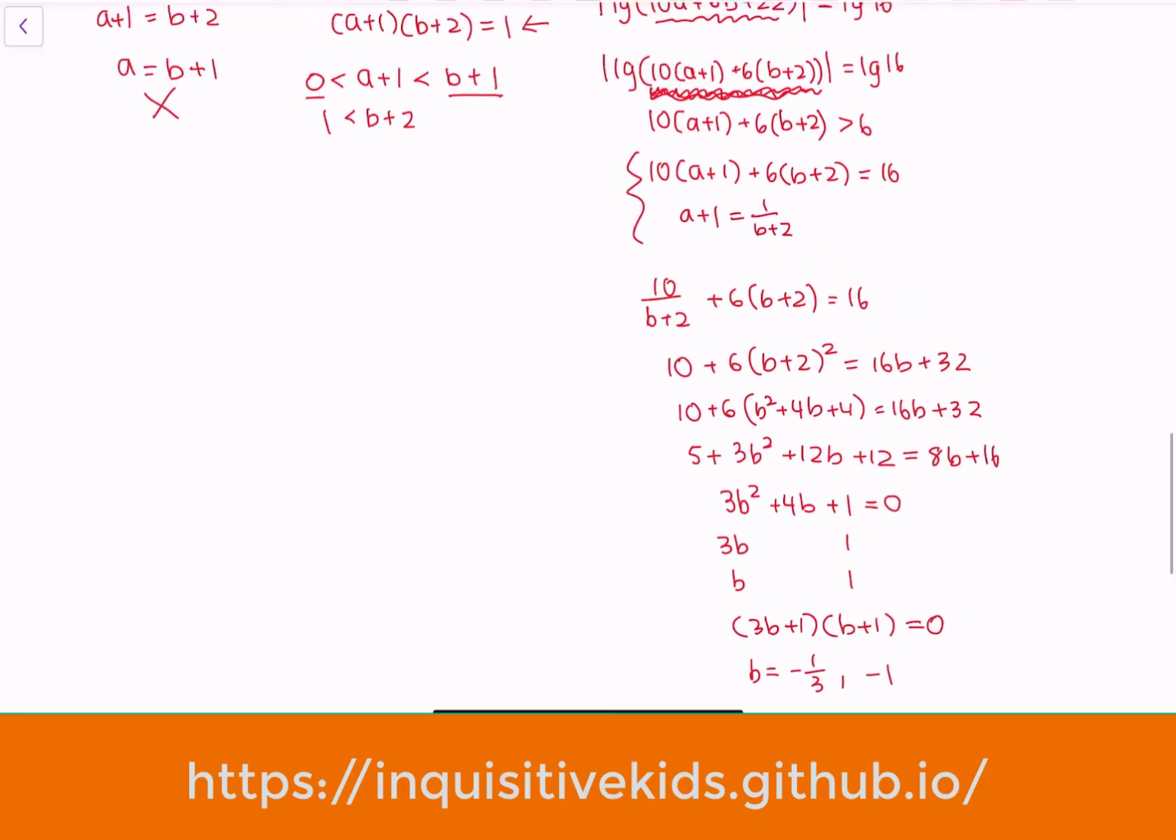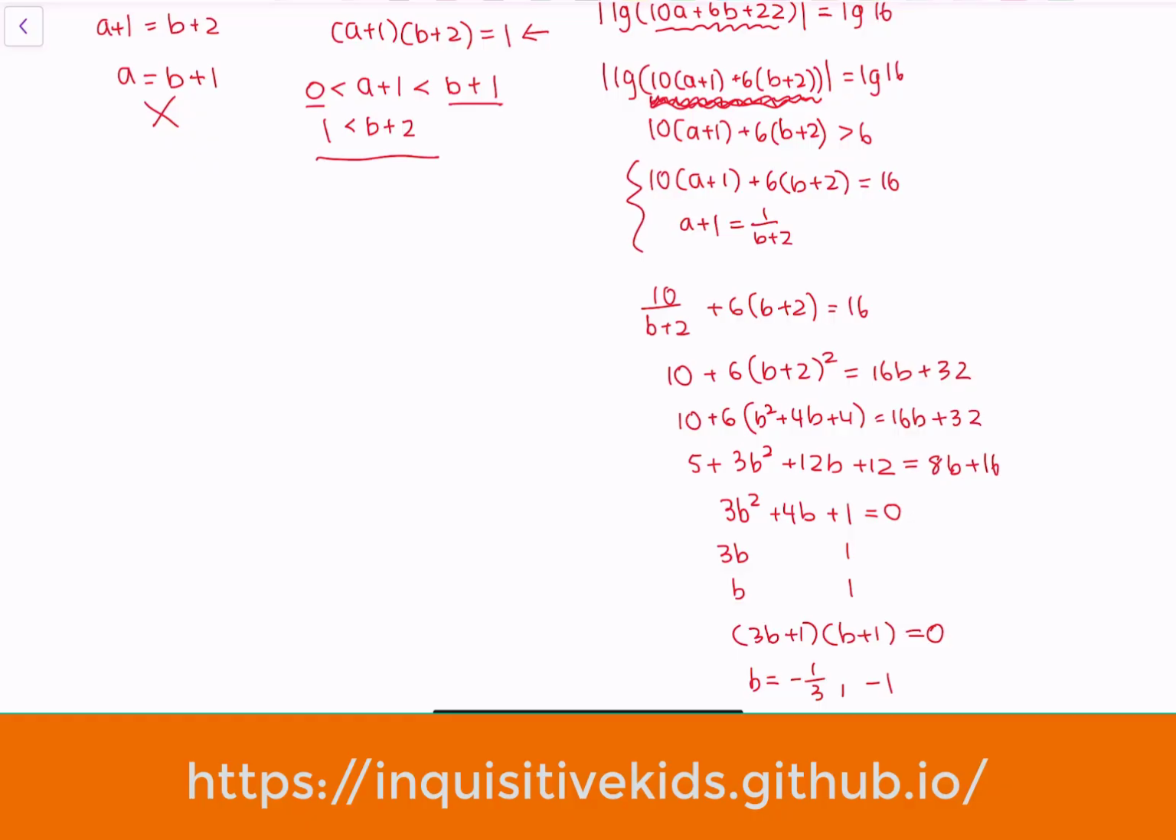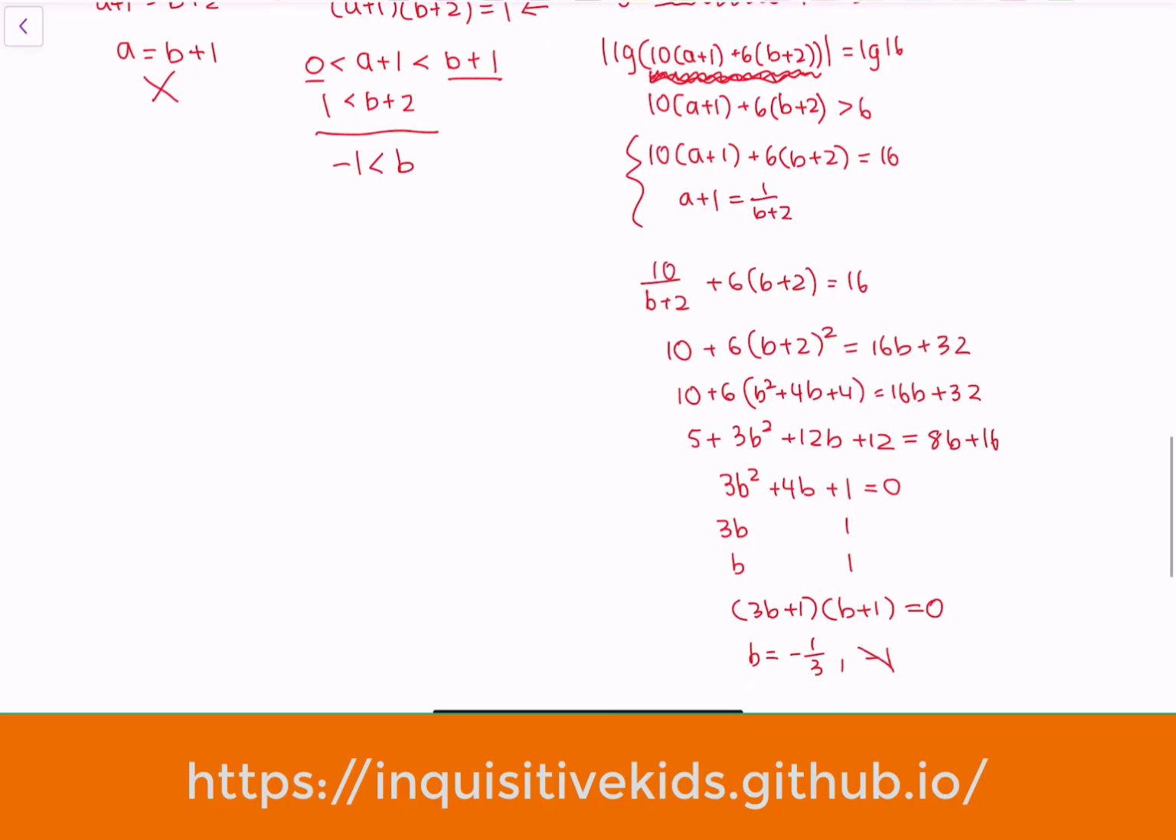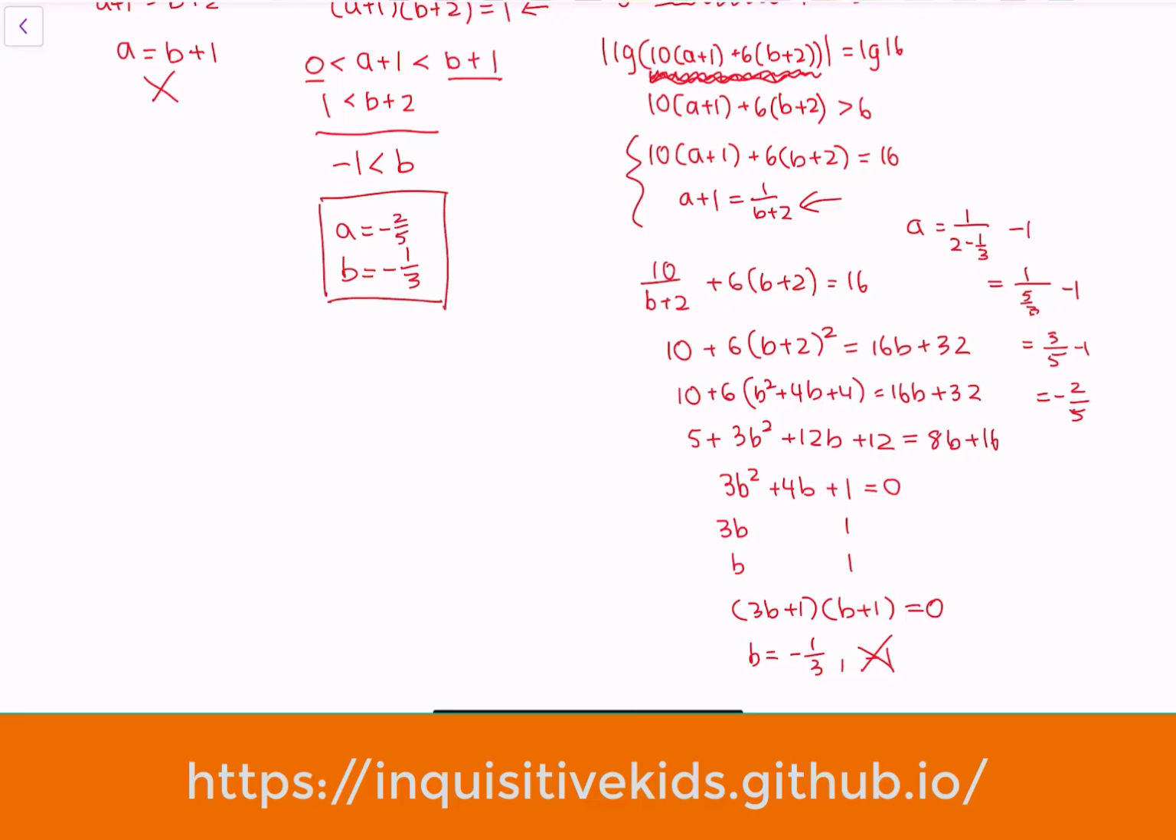However, we said that b plus 2 must be greater than 1. This means that b must be greater than negative 1. So b cannot equal negative 1, which means that b is equal to negative 1/3. And we can substitute b in here. a is equal to 1 over 2 minus 1/3, minus 1. This is equal to 1 over 5/3, minus 1. So a is equal to negative 2/5. And that is the answer to our problem.